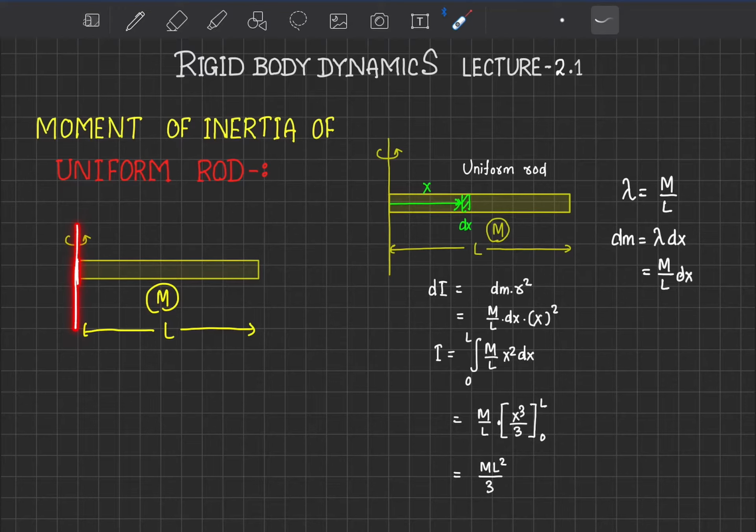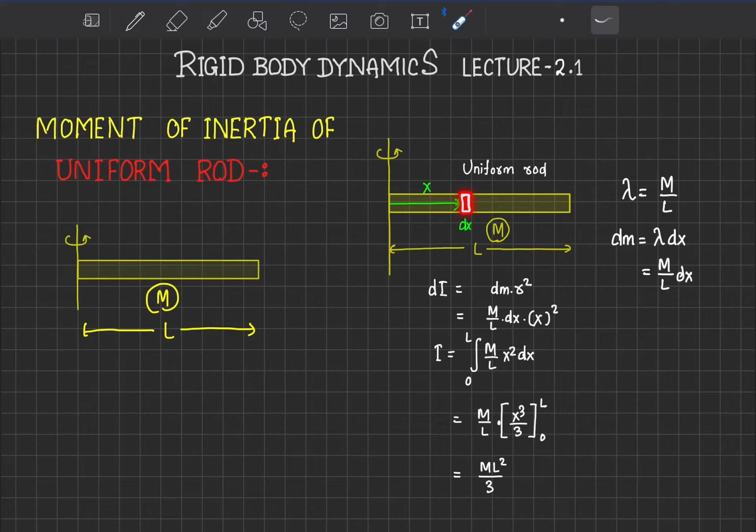Okay, so here if we need to find moment of inertia, we need to keep in mind that the object here is a distributed mass. This is not a point mass system, rather a distributed mass system. So the formula we will use is integration of dm into r square, right? So now let's see. Here we need to first choose a small element.